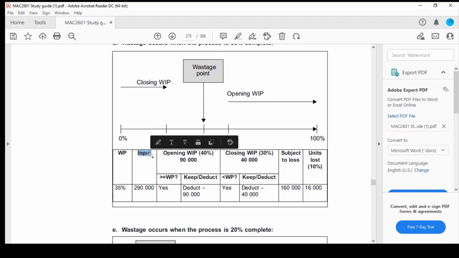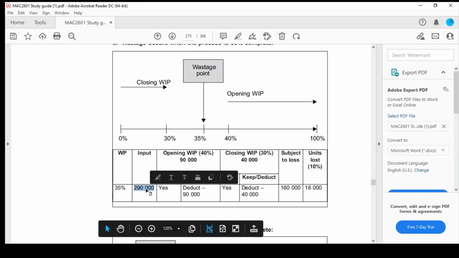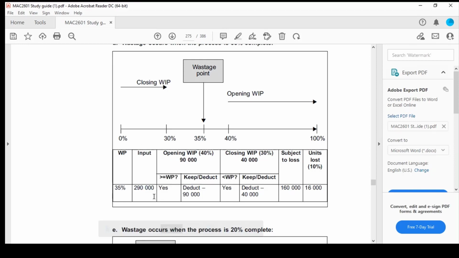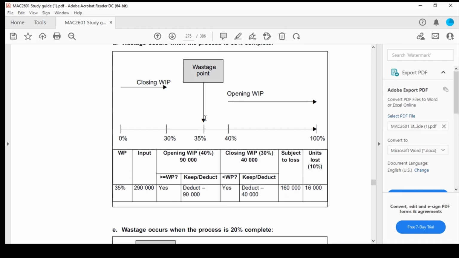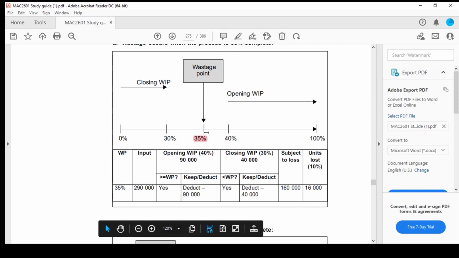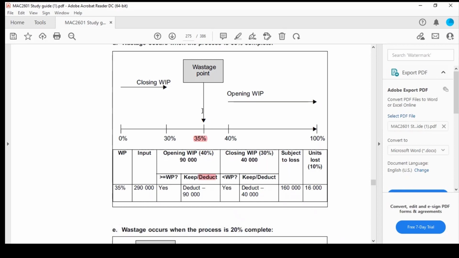Now at 35%. How many units did I start this production with? I started with 290 units. My opening WIP is 40%. Is it greater than this 35%? Yes, it is. Meaning it's after the wastage point, not before. So do I keep it or do I deduct? You deduct. It's not going to experience this loss.